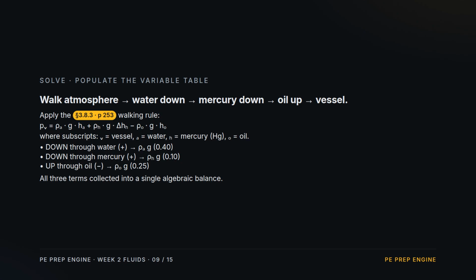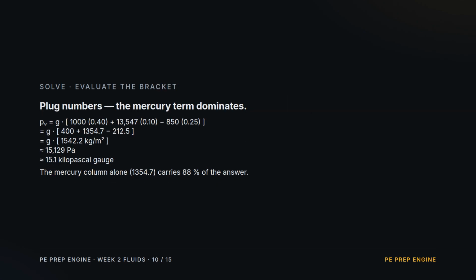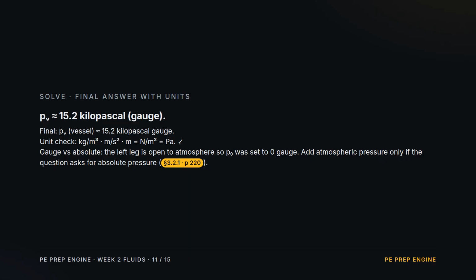3 terms, 1 balance. Collect the 3 terms, multiply by g, and the vessel pressure lands at about 15.1 kilopascal gauge. Notice the mercury carries nearly 90% of the total from just a 0.1 meter deflection. That's the lesson of mercury manometers. Answer: about 15.2 kilopascal gauge. Units check. Density times g times height gives pascals. We set the open leg to 0, so this is gauge. Add atmospheric only if the question asks for absolute.